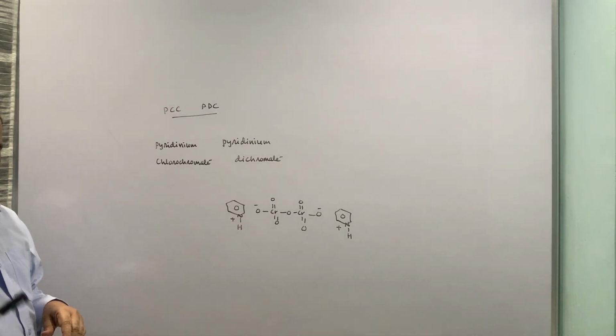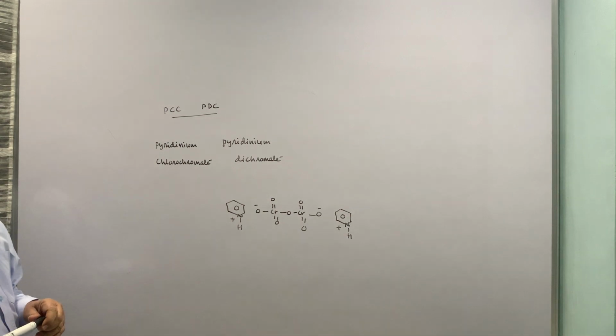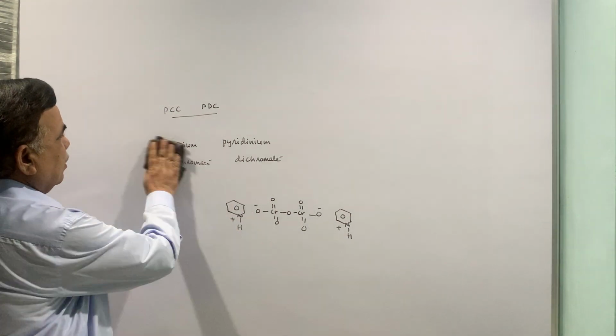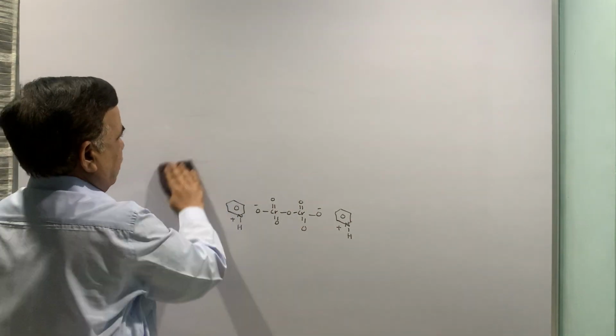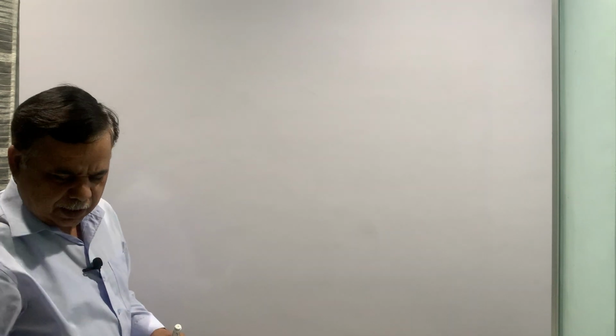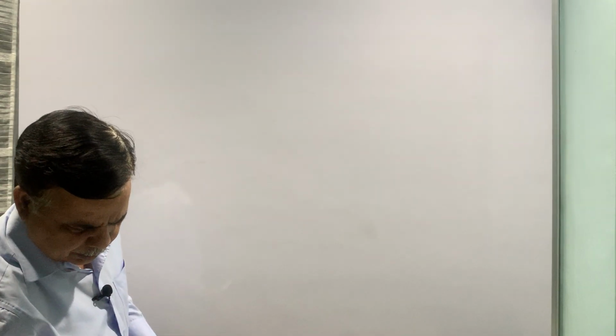With chromium trioxide, you can see that aldehydes will become acid. We will see the examples later. Now these are two reagents. Some more reagents we will just quickly go through, and then we will see the examples later.